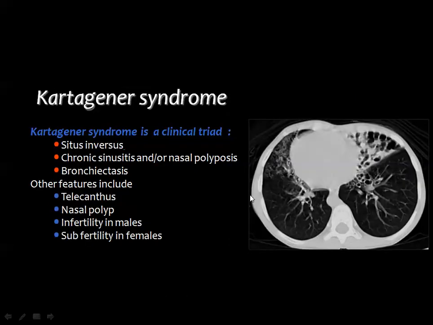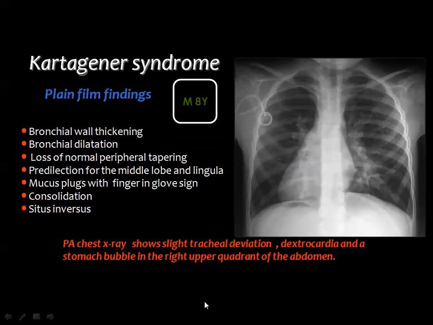And here is the triad, which is the situs inversus, either dextrocardia alone or the presence of situs inversus, chronic sinusitis or nasal polyposis, and also bronchiectasis. Here you see that the apex of the heart is to the right side. This is dextrocardia, and you see that the bronchi containing air are ectatic and dilated, denoting the presence of bronchiectasis. Other features within this syndrome include telecanthus, nasal polyps, infertility in males, and subfertility in females.